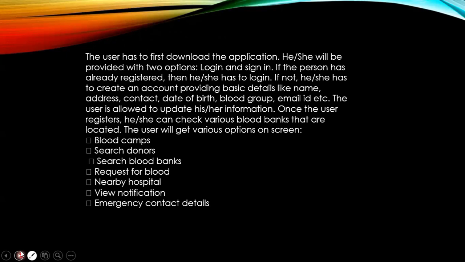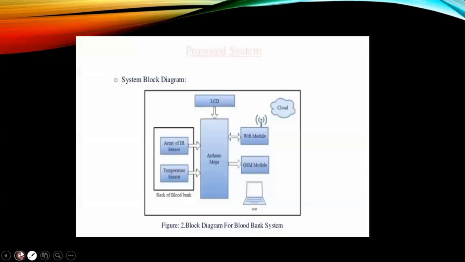Once the user registers, he or she will check various blood banks that are located, and the user will get various options on the screen: blood camps, search donors, search blood banks, request for blood, nearby hospital, view notification, emergency contact details.